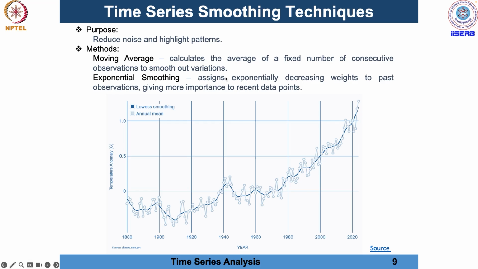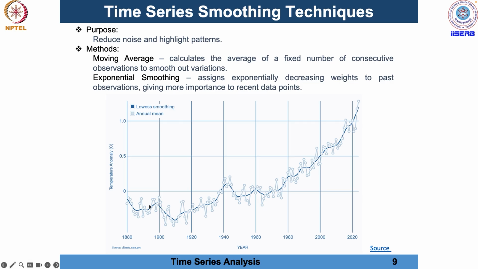Moving averages calculate the average of a fixed number of consecutive observations to smooth out variations. For example, here we can take a 5-point or 5-year window, take the average values of these 5-year windows, and then plot them along with this data set. You will see whether your temperature anomalies are consistent or increasing.